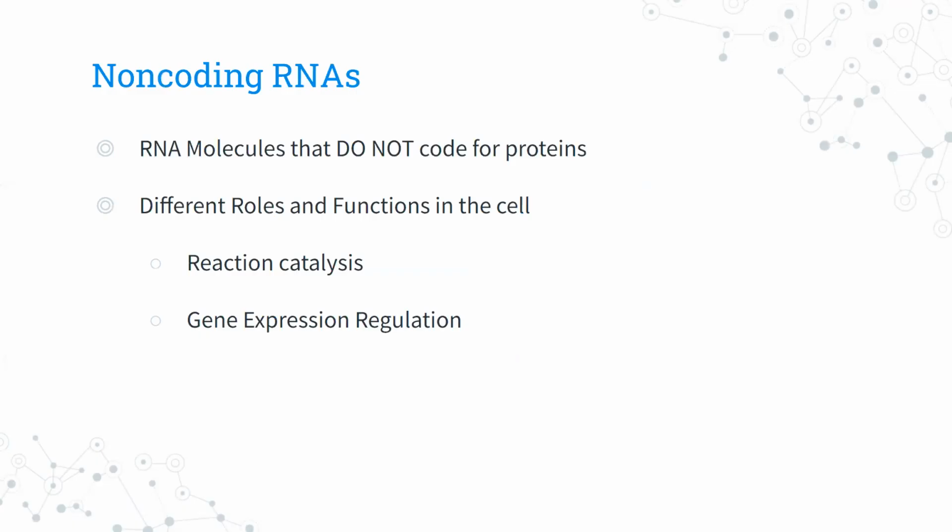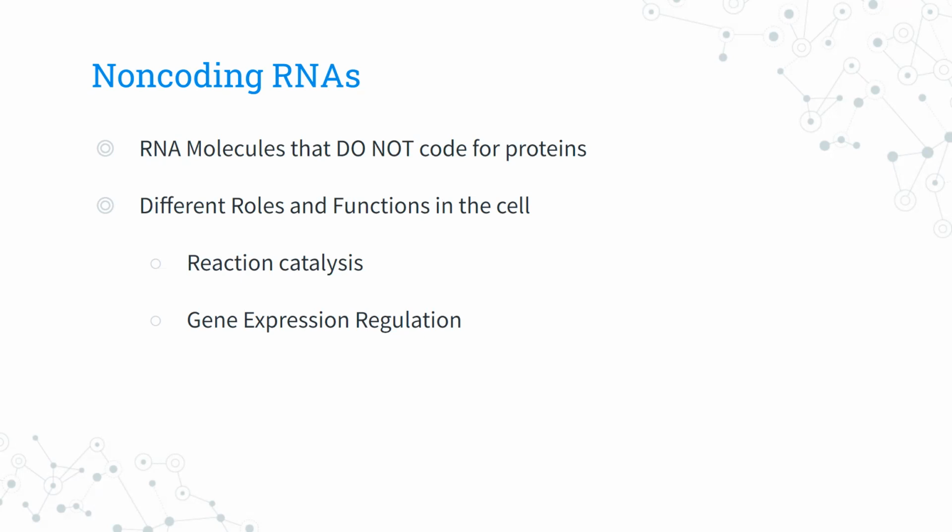So, non-coding RNAs are RNA molecules that don't code for proteins. When we say RNA without any prefix, your mind usually goes to messenger RNA, mRNA. That's the one that's being translated by the ribosomes. But there are different RNAs that do not code for proteins, and so there are different roles and functions within the cell.